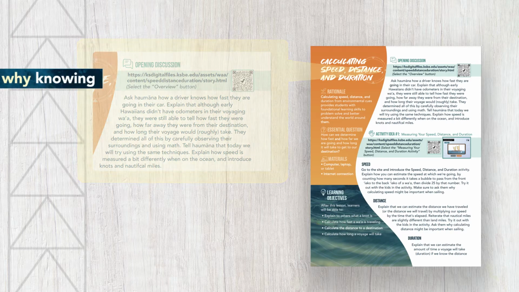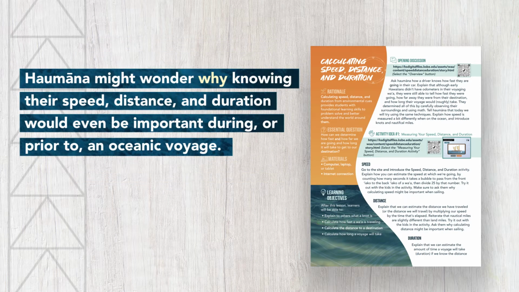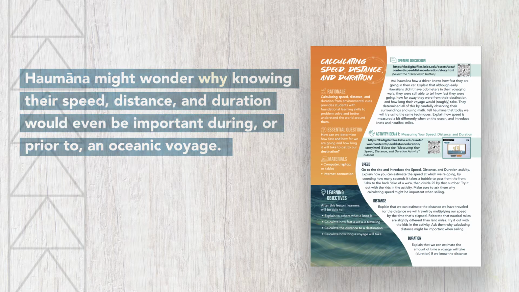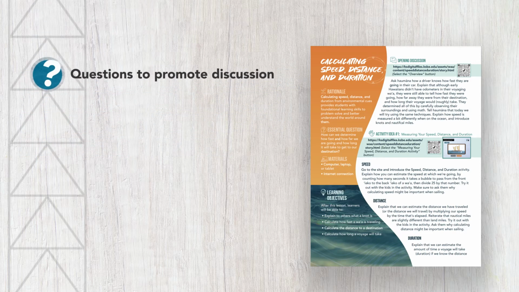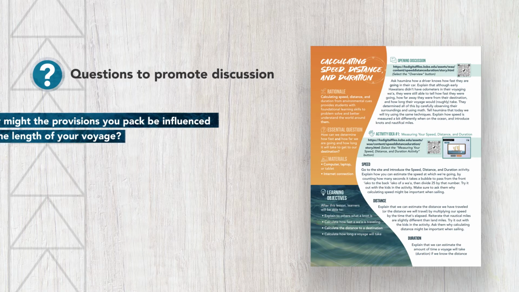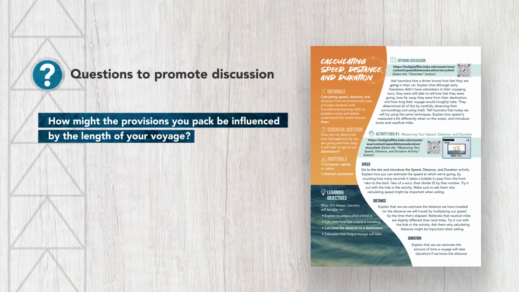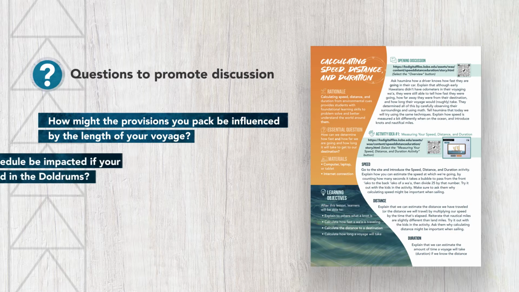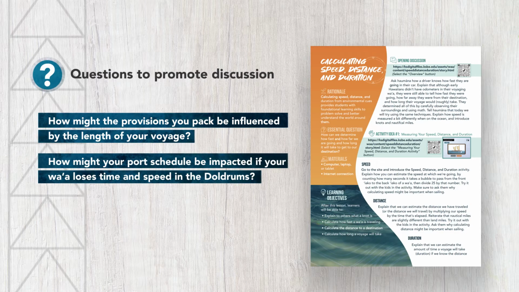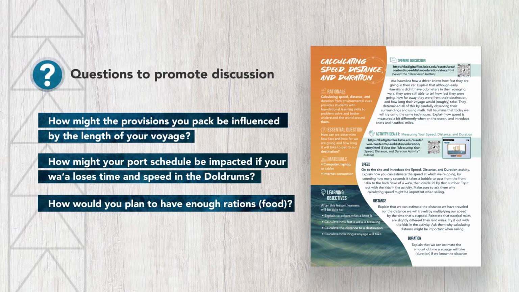Haumana might wonder why knowing their speed, distance, and duration would even be important during or prior to an oceanic voyage. To help students better understand this, they consider a variety of questions and possible scenarios. Examples of these questions to promote discussion are: how might the provisions you pack be influenced by the length of your voyage? How might your port schedule be impacted if your va'a loses time and speed in the doldrums? How would you plan to have enough rations?